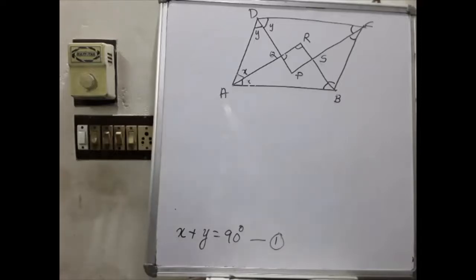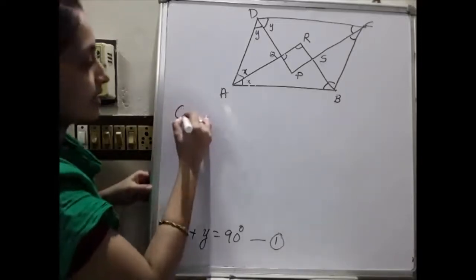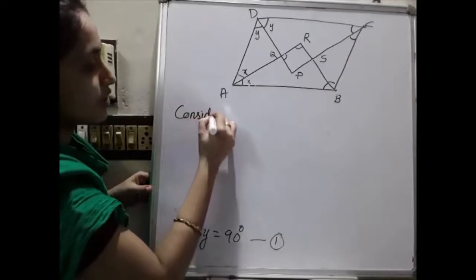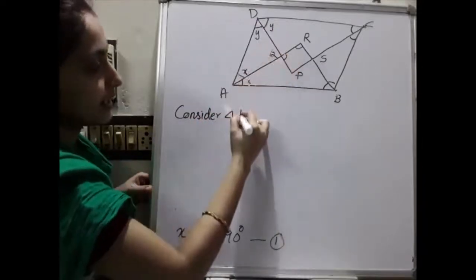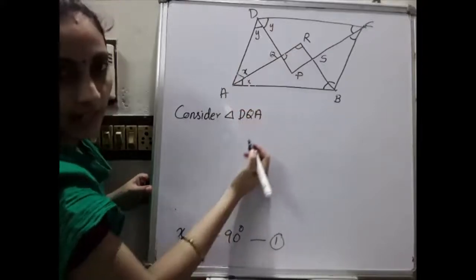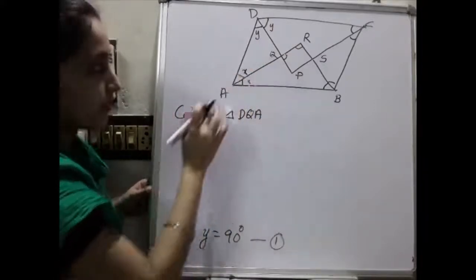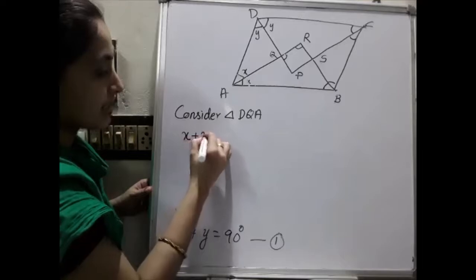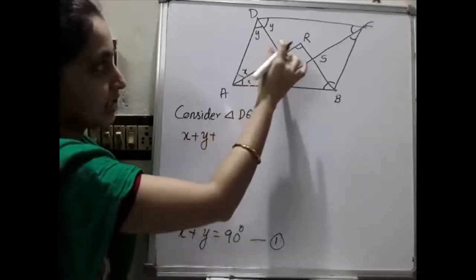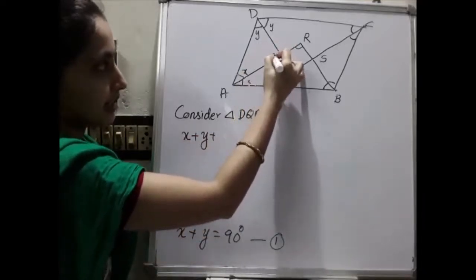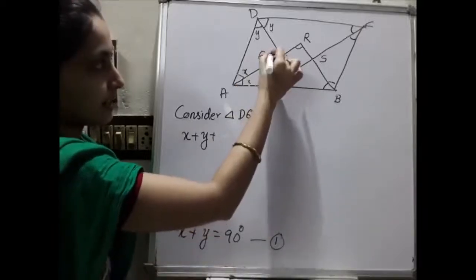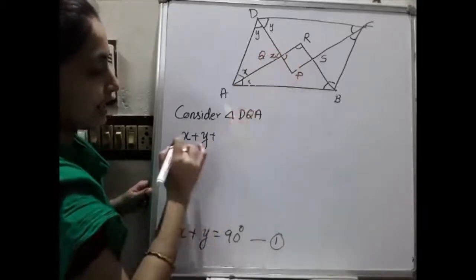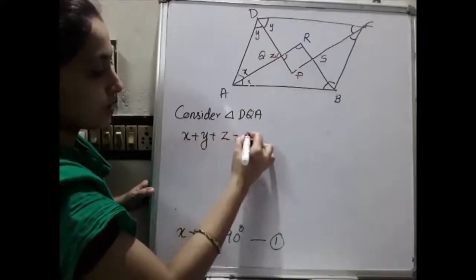Okay, then listen here. Please consider, we are considering one triangle here, triangle DQA. Only one triangle. We are applying the angle sum property. What is that? x plus y plus this angle. I will mark this as x, y, z. So x plus y plus z is equal to 180 degrees.